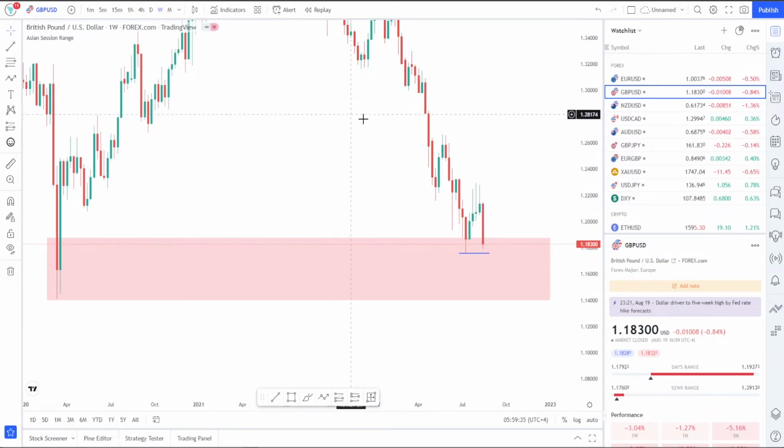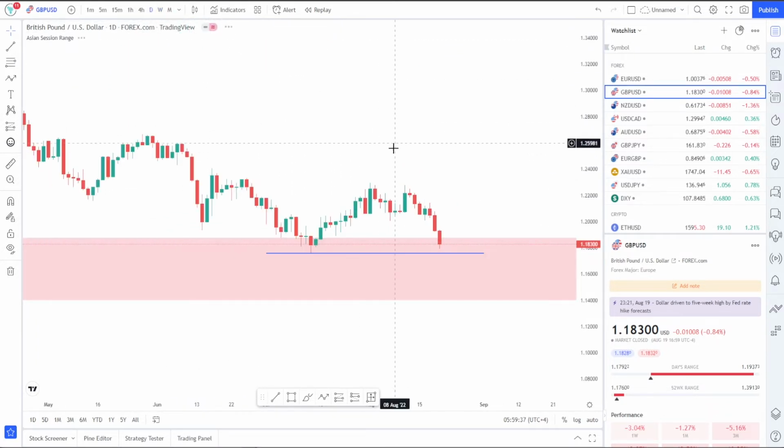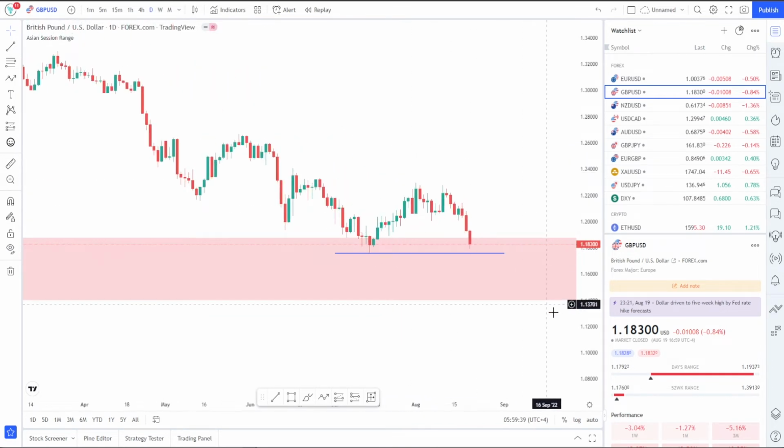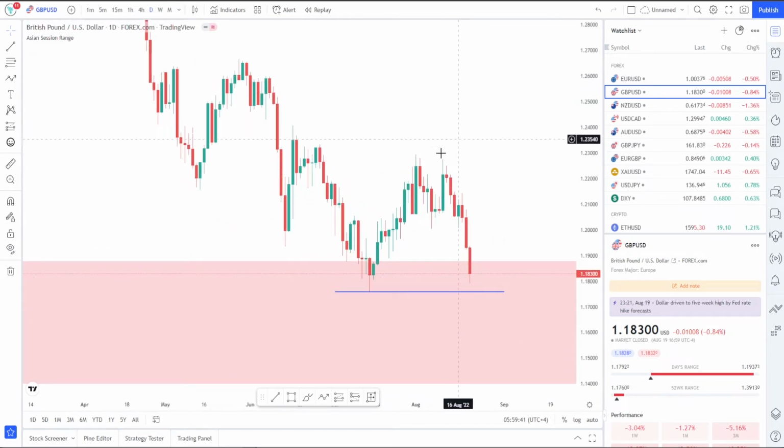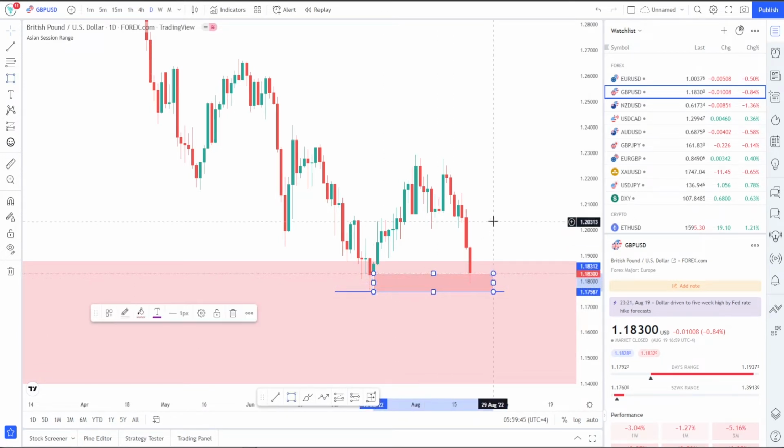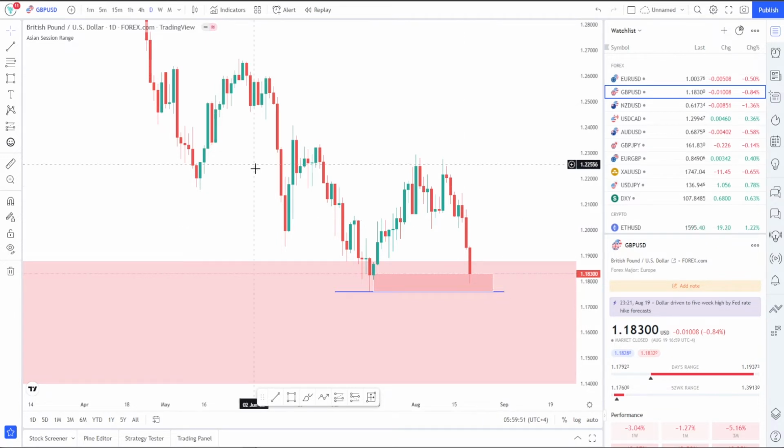So on weekly we are bearish, on daily time frame we are bearish, and I will still consider this area of demand right here. So I'm still considering this area of demand even though we know we're on weekly time frame we are bearish, just in case the previous month's low is not supposed to be broken. This can be a good area for us to look for buys.